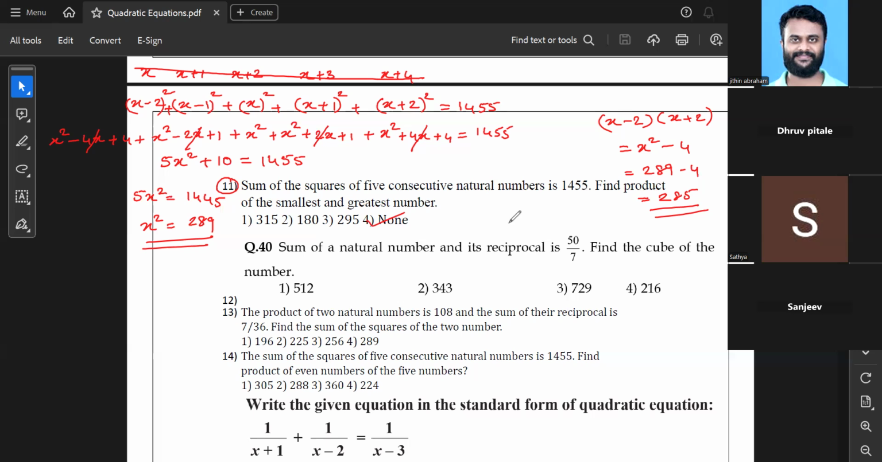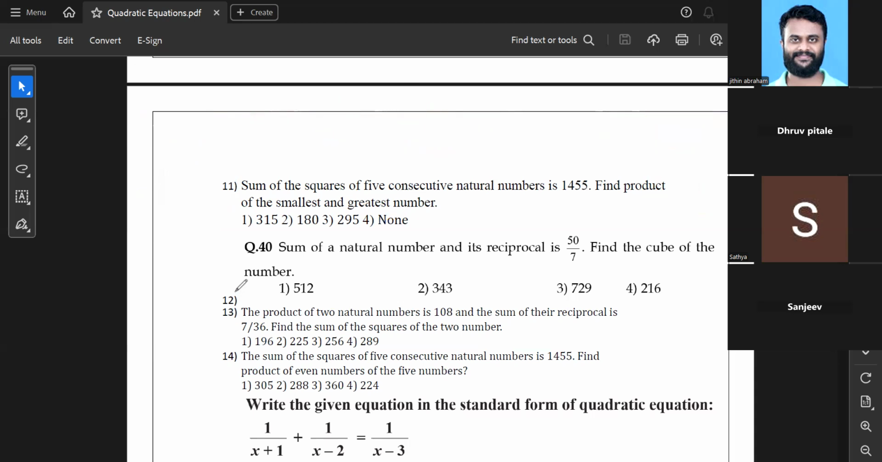So let's proceed further, dear children. Let's go for the 12th one. This is the 12th one. Ignore this. The answer for the 11th one was option 4.